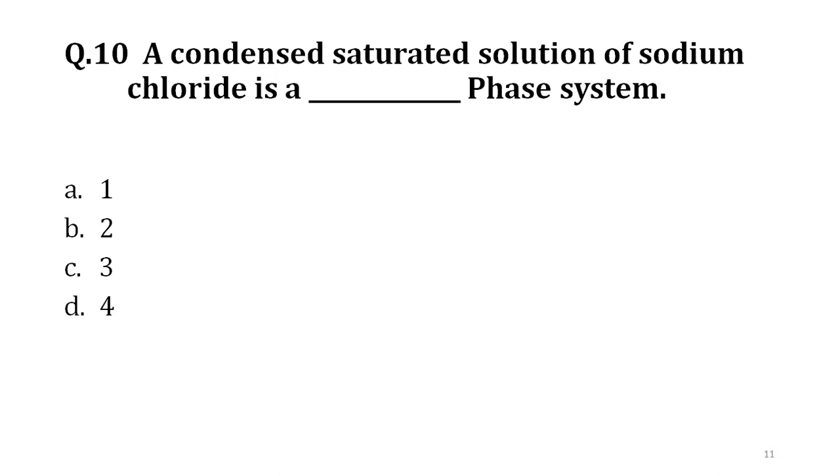Condensed system means that we are omitting, not considering, the vapor state of matter. We are only considering the solid and the liquid. So how many phases will there be in the saturated solution of sodium chloride? The correct answer is option B, that is 2. The saturated solution means that solid crystals of sodium chloride will be present. So this is your first phase, and second is the liquid phase. So two phases exist.